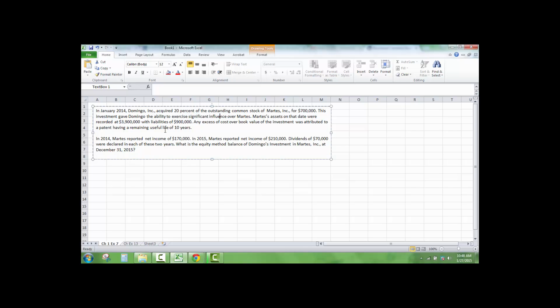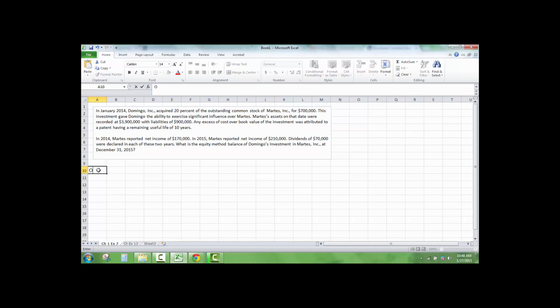The assets on the date were recorded at $3,900,000, liabilities $900,000. Any excess over book value of the investment was attributed to a patent having a useful life of 10 years. Also in 2014, they reported net income of $170,000. In 2015, they reported net income of $210,000. Dividends were $70,000 for each year. What is the investment balance at the end of 2015?